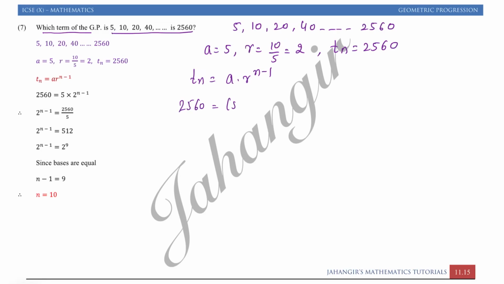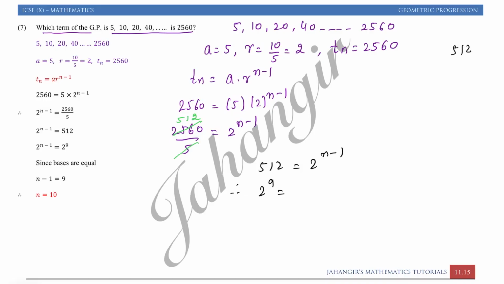2560 is equal to 5 into 2 raised to n minus 1. We have to find which term it is, so we have to find n. So we will do 2560 divided by 5 is equal to 2 raised to n minus 1. Just cancel out. 5 ones are 5, 1, 2. So here what I will get, 512 is equal to 2 raised to n minus 1. Now here we have to use the indices rule. As we know, 512 is what? 2 raised to 9.